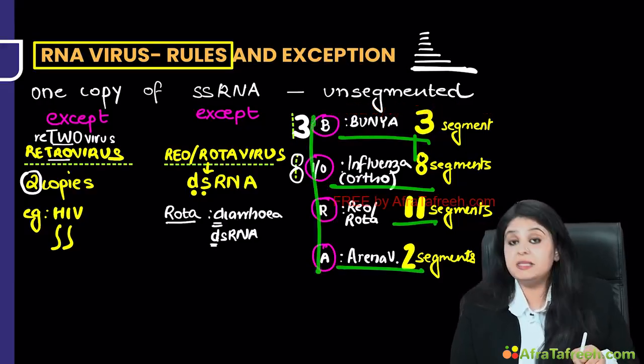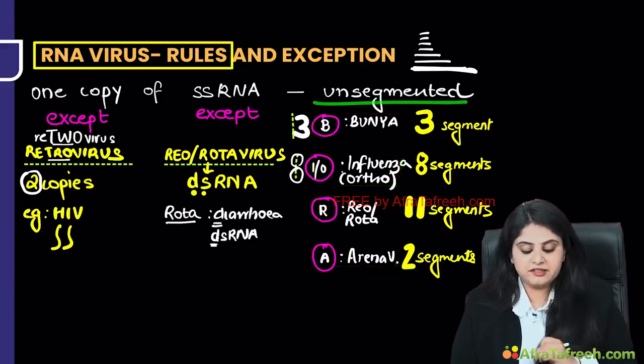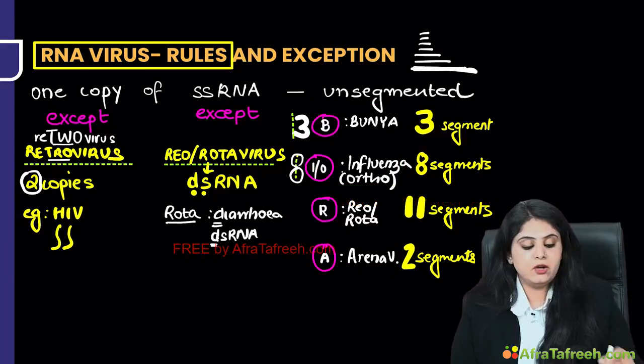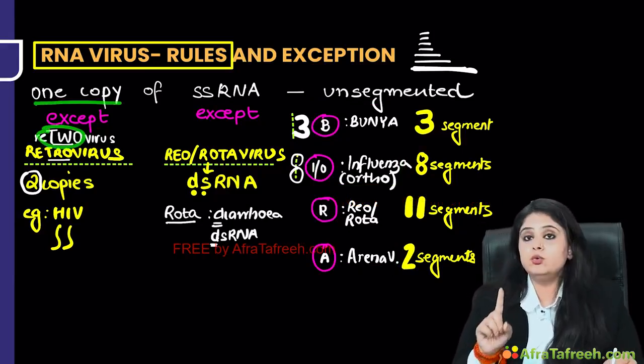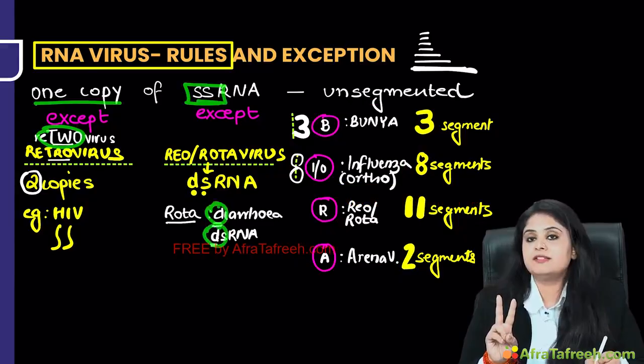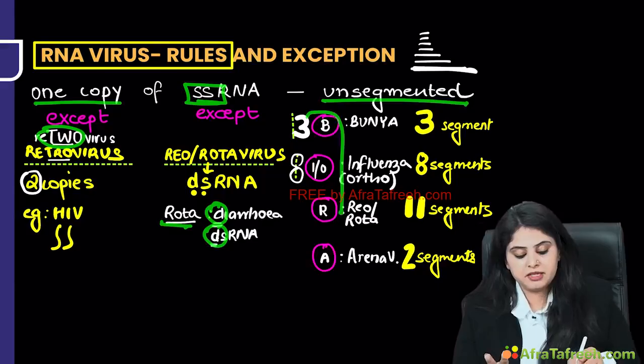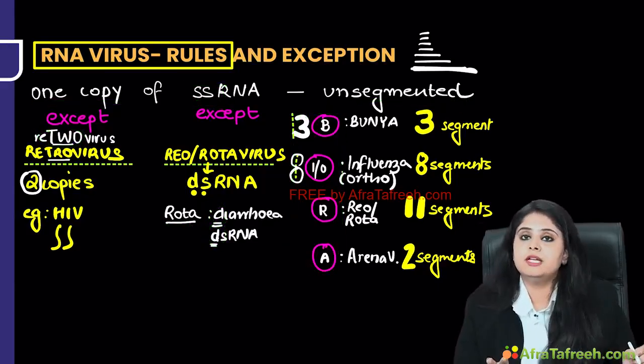So if you have beta alcohol, you will break into segments. Otherwise, all the other viruses are unsegmented. So repeating, all of them have 1 copy, but Red2 virus has 2 copies. All of them are single-stranded, but diarrhea wala is double-stranded. So Reo rotavirus is double-stranded. All of them are unsegmented, but BIRA viruses are going to be segmented.